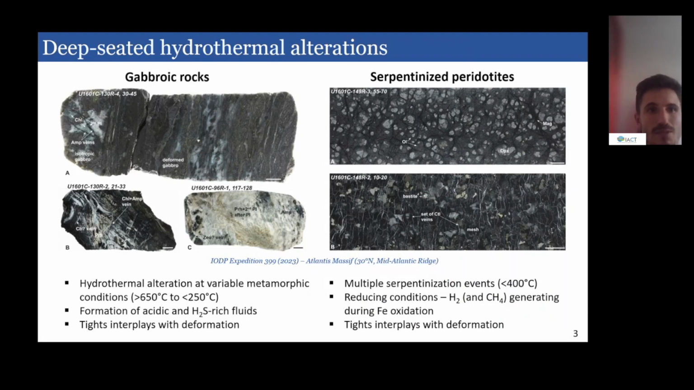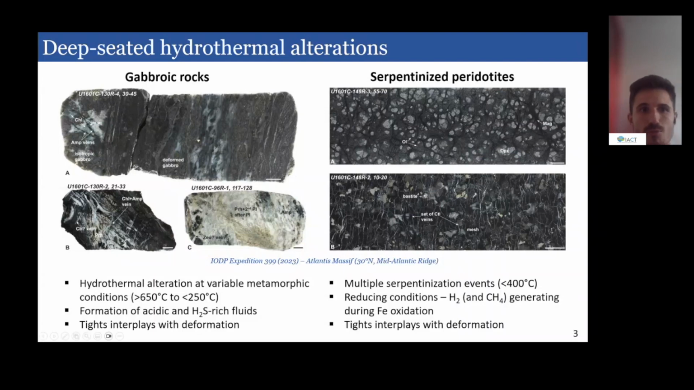So this fluid-rock interaction at depth leads to a variability of fluid-rock interaction and of hydrothermal alteration in both gabbroic rocks and peridotites. And these fluid-rock interactions occur at variable metamorphic conditions, from very high temperature associated with amphibolite facies conditions to low metamorphic conditions, greenschist or sub-greenschist.